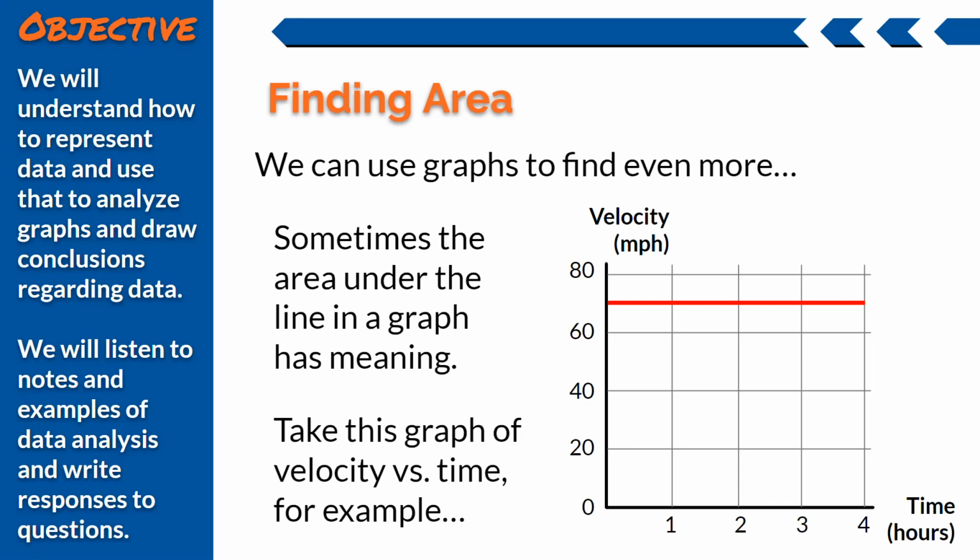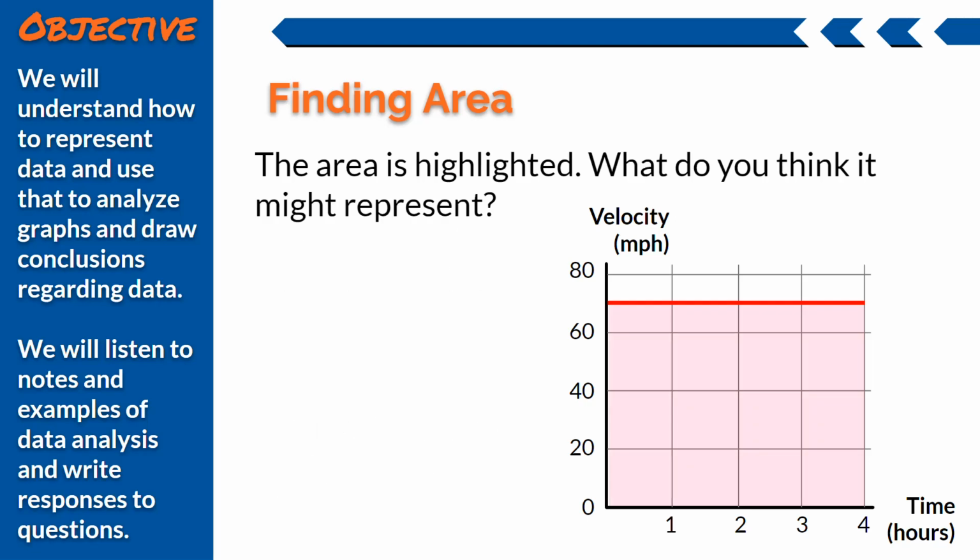Sometimes the area under the line on a graph has meaning. On this graph of velocity versus time, if I look at the area under the graph, it has meaning. I've highlighted the area. What do you think that area might represent? Some of you who took physics last year should know the answer, but those of you who haven't may not. Anybody know what the area might represent? Go ahead, Grayson, I know you know. Displacement. Okay, how far this object traveled.